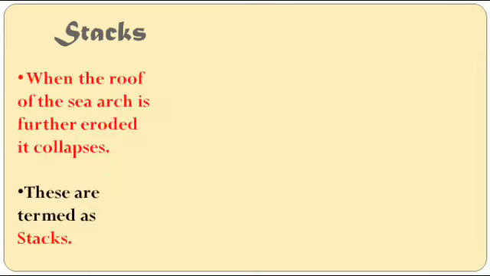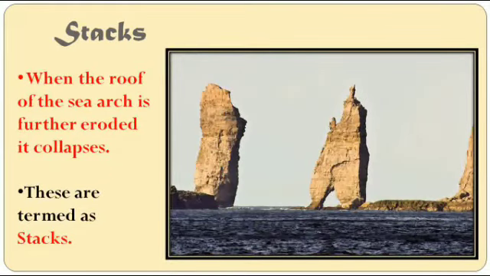After this, we have the stacks. Now, what are these stacks? See the picture. When the roof of the sea arch is further eroded, it collapses. Collapses means the arch which was made fell down. Now these are termed stacks. The lonely part, a single rock standing vertically, is known as a stack. This is also a natural process going on for hundreds or thousands of years.